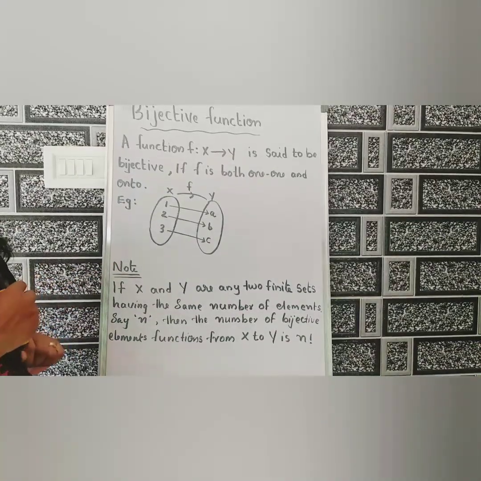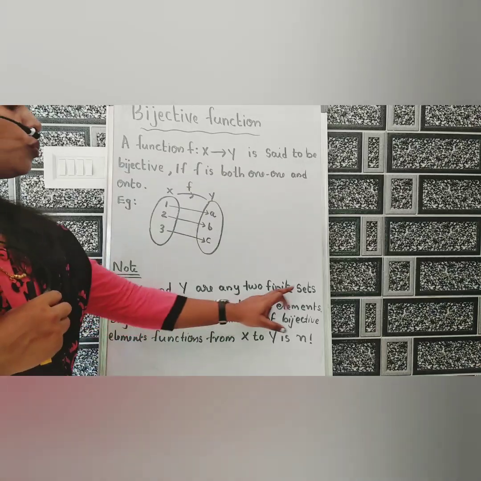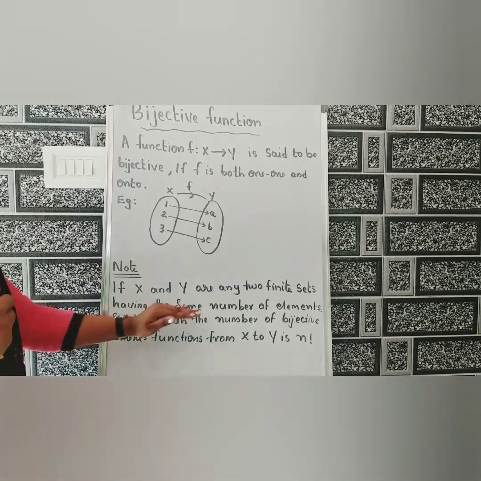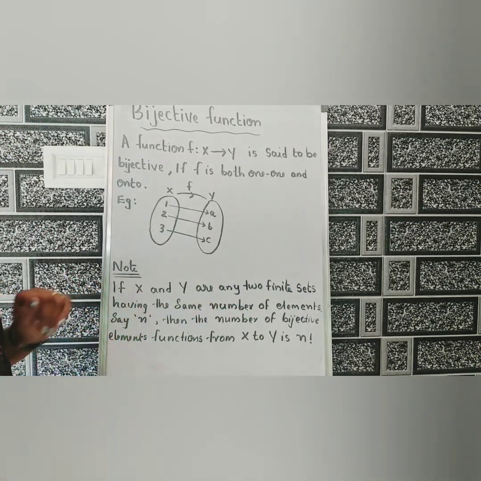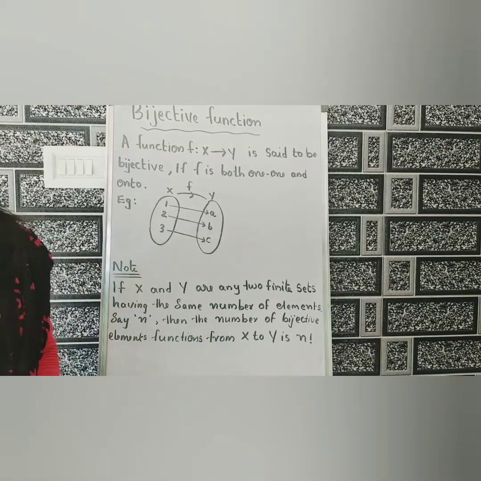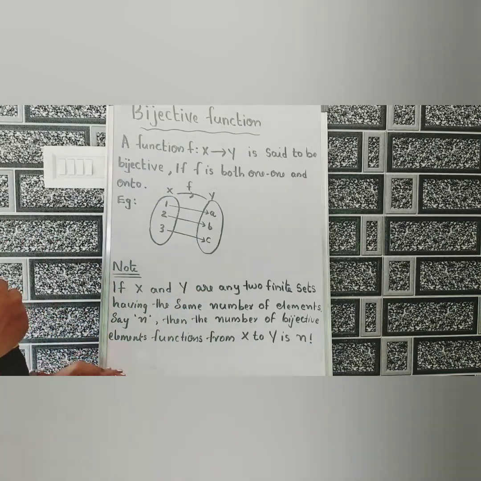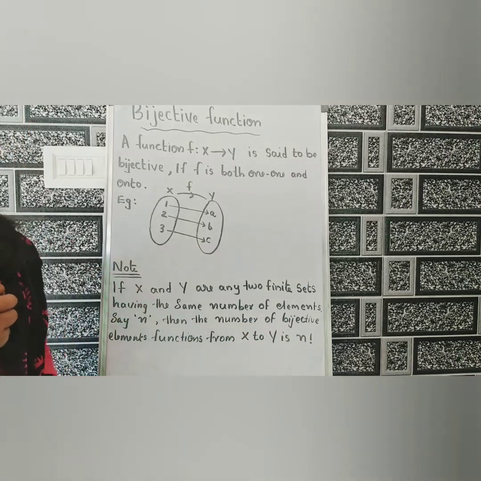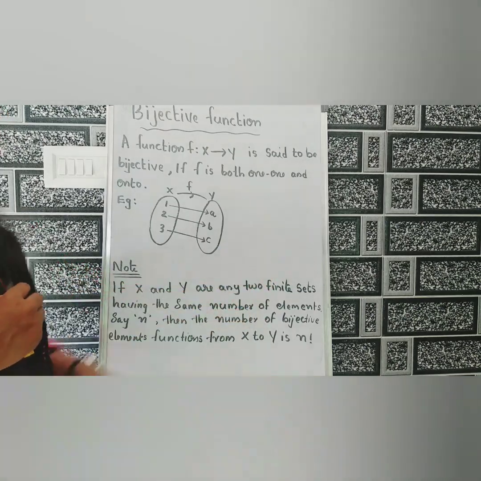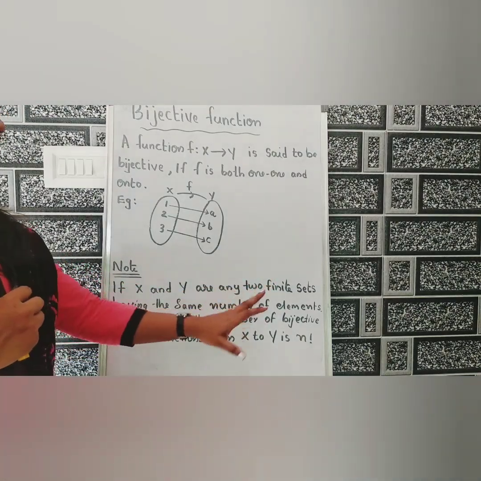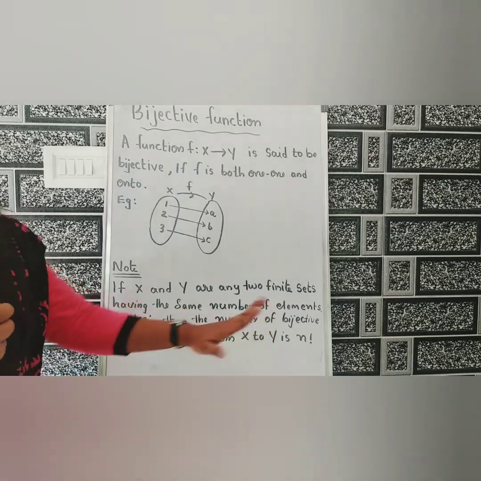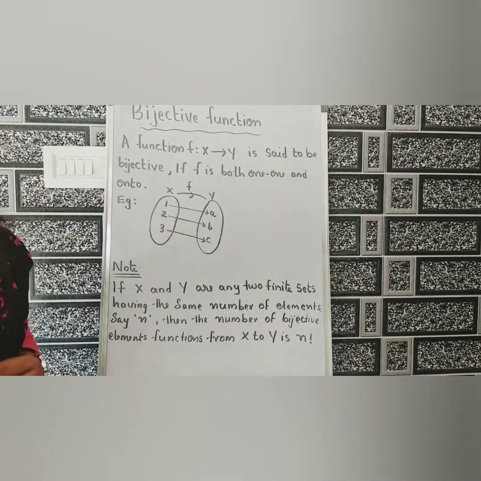Clear? Next, note that if X and Y are any two finite sets having the same number of elements, say n, then the number of bijective functions from X to Y is n factorial.